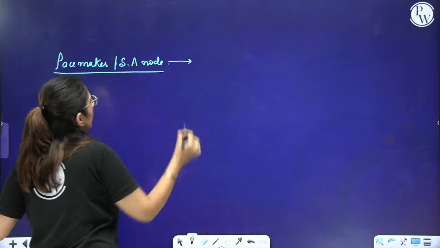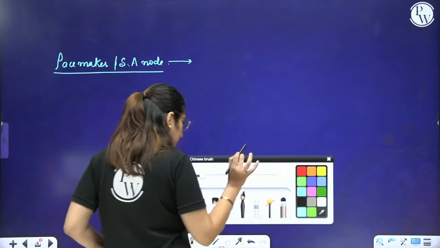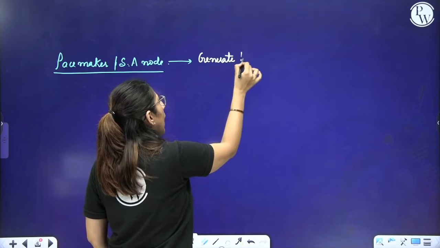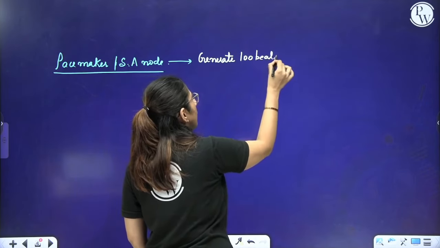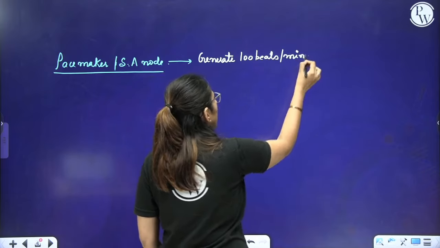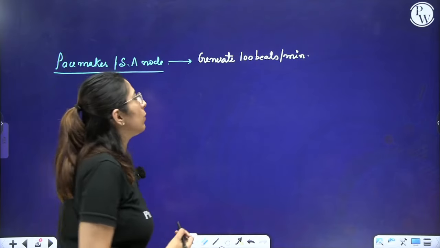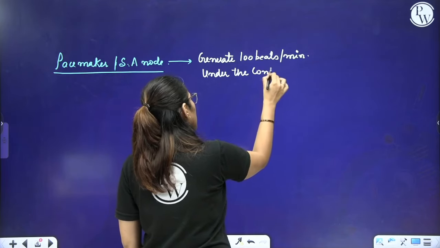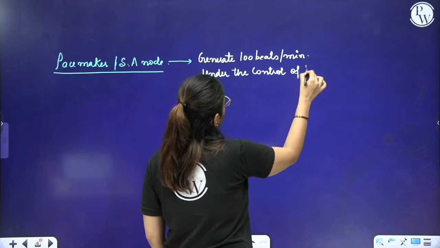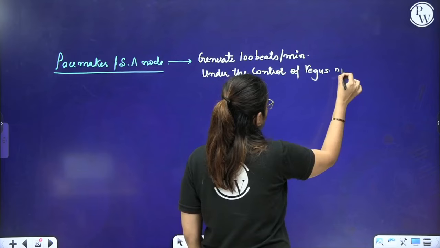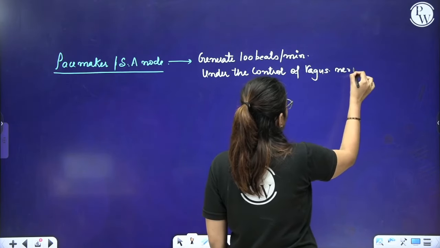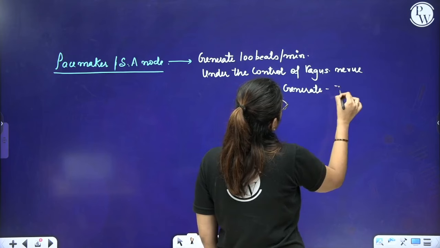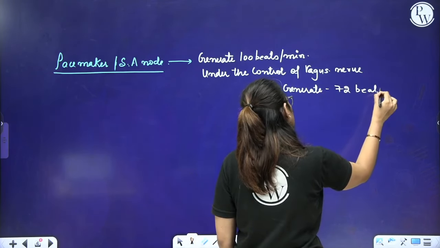Pacemaker or SA node is responsible for it. It can generate 100 beats per minute, but it is under the control of the vagus nerve. These things you have to remember. The vagus nerve. Right? It generates how much? 70 to 75 beats per minute.